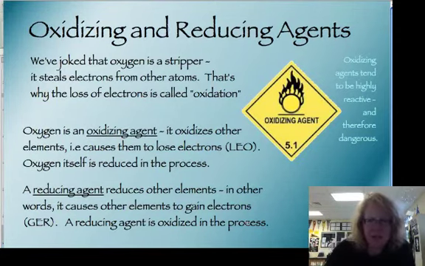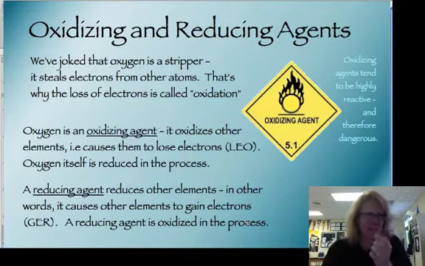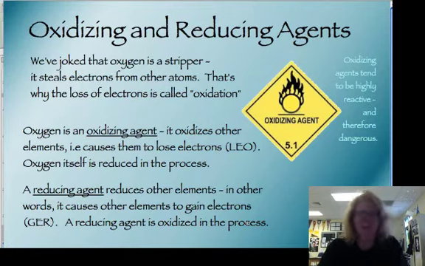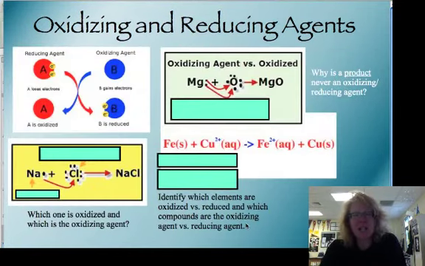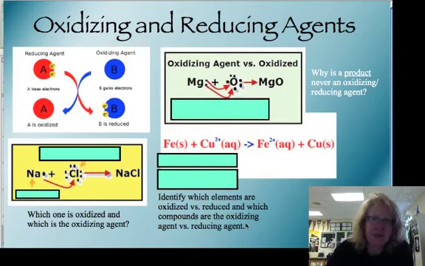So again, it's a little bit strange how this works, and it's one of those backwards sort of examples, kind of like an acid becomes a conjugate base. I don't know how you want to remember that, but an oxidizing agent becomes reduced. So let's take a look at a couple of examples here, and this is, again, a good opportunity for you to pause and take a look at what this is.